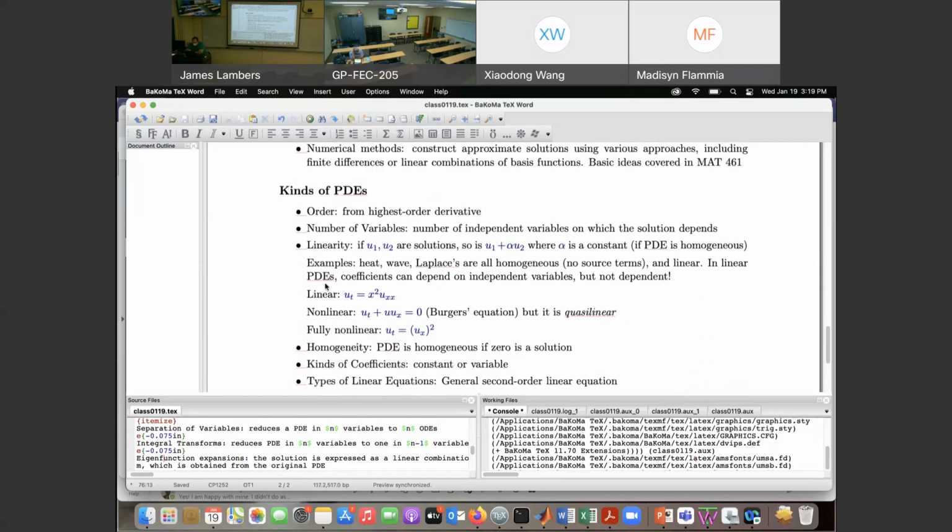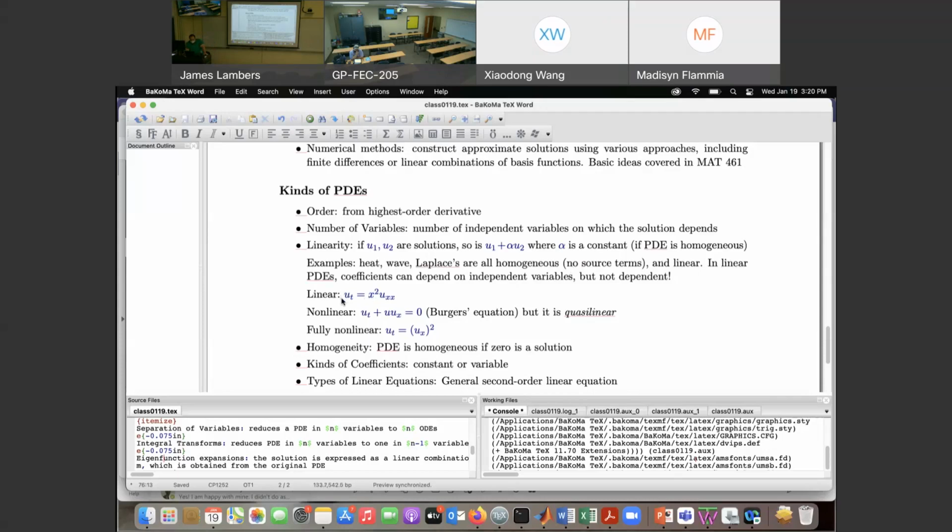Here's an important one, linearity. So if you have two solutions to a PDE, is a linear combination of them also a solution? The answer would be yes in the case of a linear PDE, at least if it's homogeneous, meaning there aren't any source terms. The three PDEs I showed you, heat equation, wave equation, Laplace equation, are all linear. If you have two solutions of one of those PDEs and you add them together, the sum is also a solution. Or a scalar multiple of the solution is also a solution.